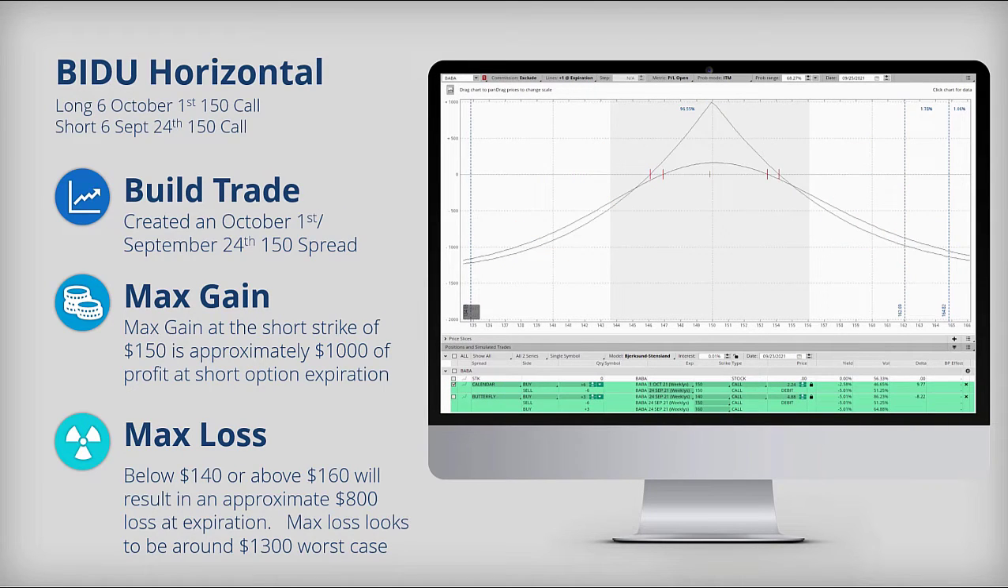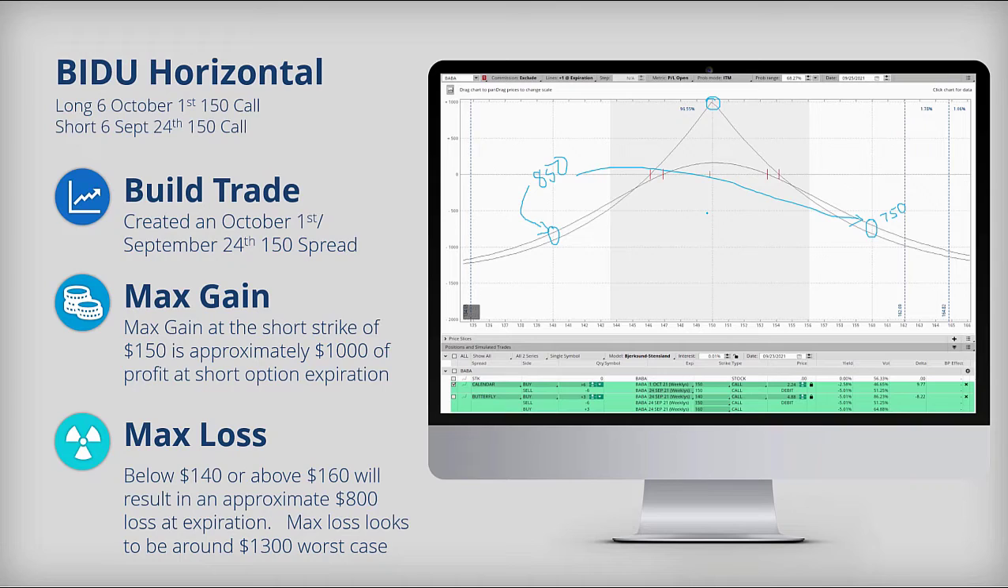Let's take a look at a horizontal. So this is long the October 1st, short the September 24th, 150 calls. Same thing, we have about $1,000 that we're potentially profiting, so our max gain is about the same. Now our max loss, remember 140 and 160 on our butterfly were our max loss points. As you can see, this calendar actually looks a little superior. This looks like about a $850 loss at both of these points. And actually the upper point looks a little bit better. Maybe it's more like $750.